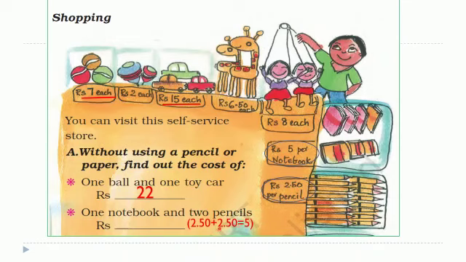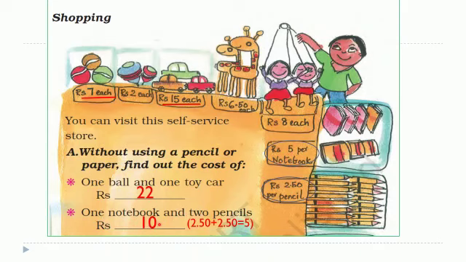Just see, 2 plus 2 is 4. Paise you add afterwards. First you add rupees. So before the point they are rupees, after the point they are paise. So 2 plus 2 is 4 rupees and 50 plus 50 is 1 rupee. Yes, that day we have seen that when we add 50 and 50 paise we get 1 rupee, that is 100 paise. So 2 plus 2 is 4 and this 1 rupee, it becomes 5 rupees. So the cost of 2 pencils is 5 and the cost of 1 notebook is also 5. So 5 plus 5 is rupees 10. So what is the cost of 1 notebook and 2 pencils?